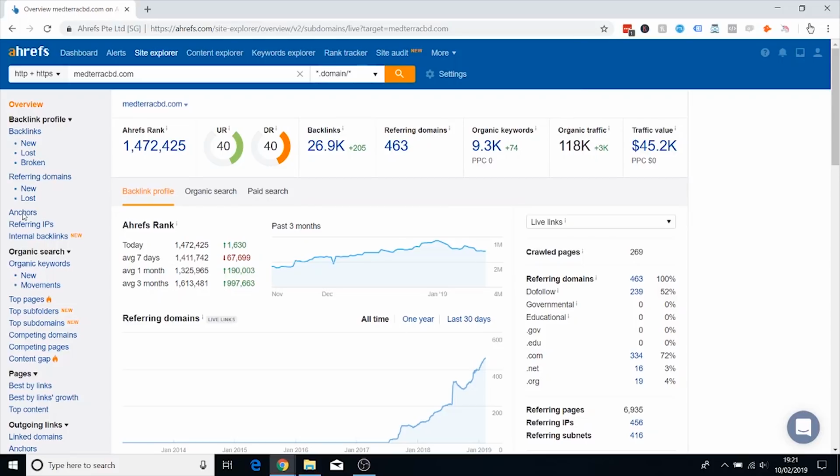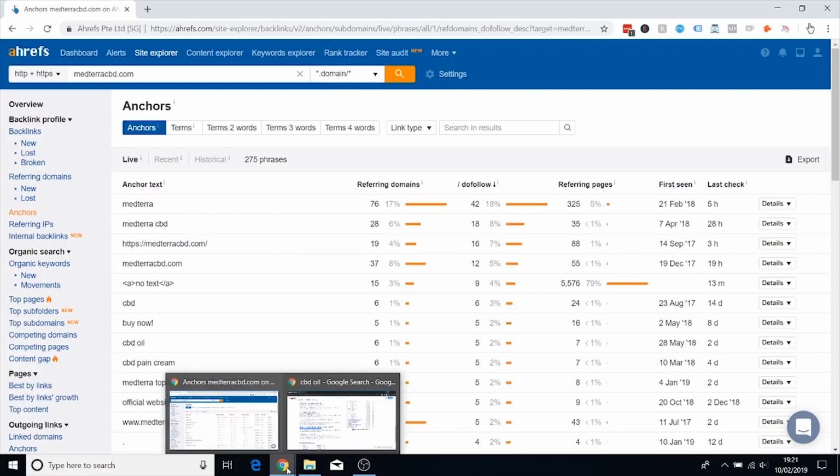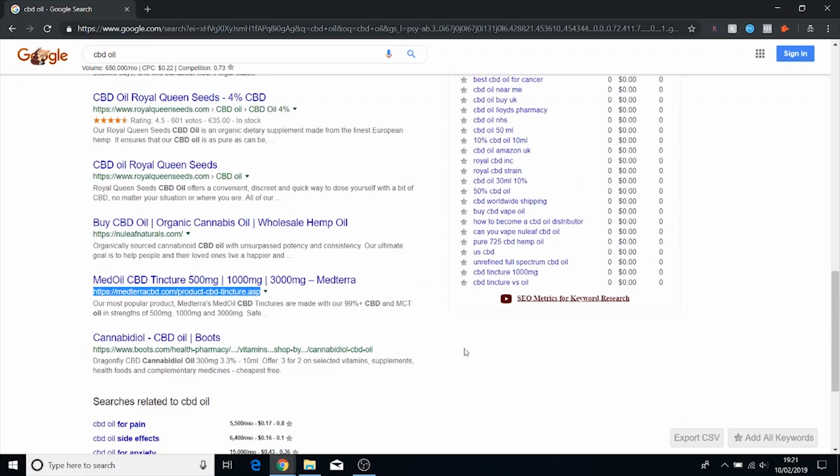If we take a look at the anchor text, the reason why this is actually ranking on the first page, they don't have as many links as this site. The reason why they're on the first page, and what's helping them a lot here, is the fact that they actually have CBD within the domain name.